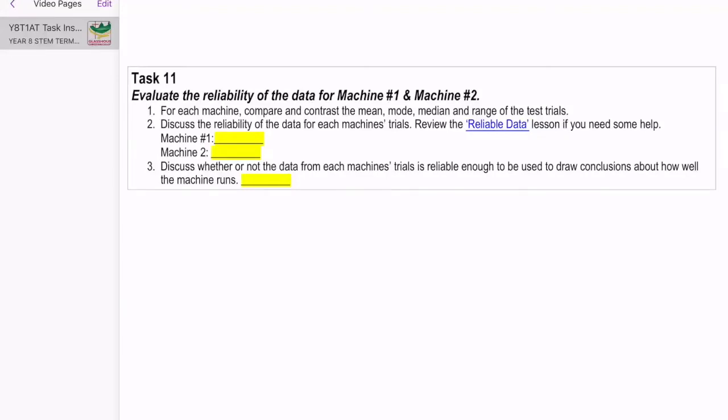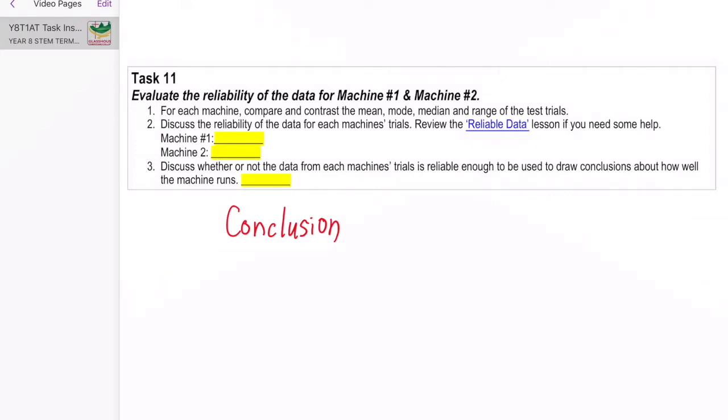Welcome to task 11. You are almost at the end of this assignment. So task 11 is all about looking at the reliability of your data. So we're actually looking at the mean, the mode, the median, the range, and we're trying to draw a conclusion as to whether or not our data is good enough in order for us to make any judgments at all, because it's a really important thing that you think, is that data good enough for me to even make a decision from? That's what this is all about.